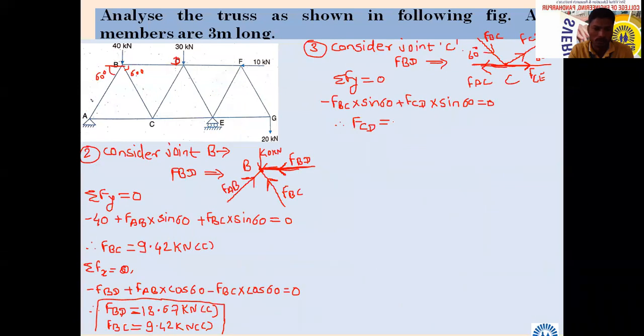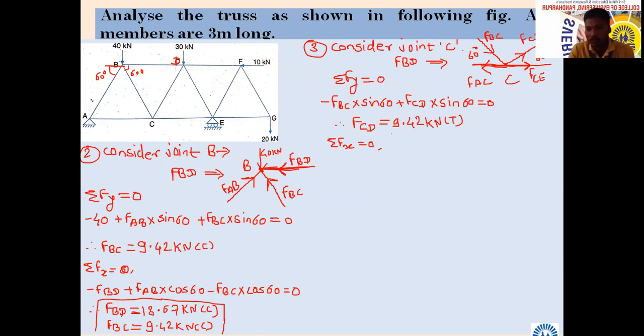FBC. Yes, 9.42. It is coming positive. Yes, sir. And how have we assumed it? Tensile. So it is tensile. Summation Fx equal to 0. Tell me the equation, summation Fx equal to 0, quickly.